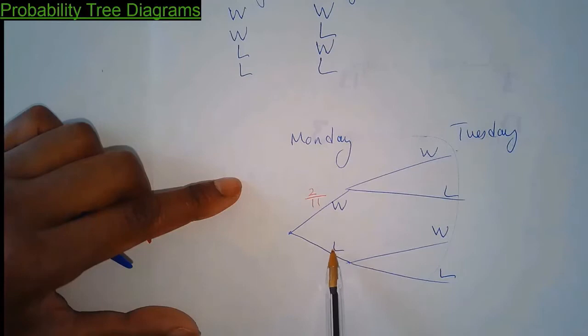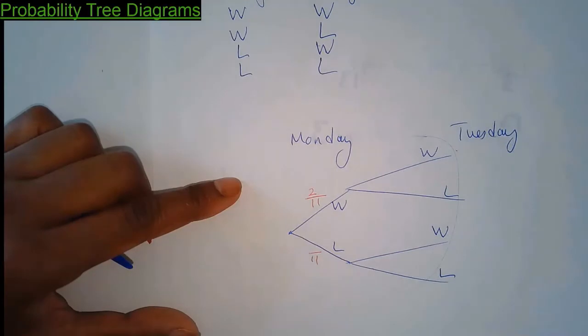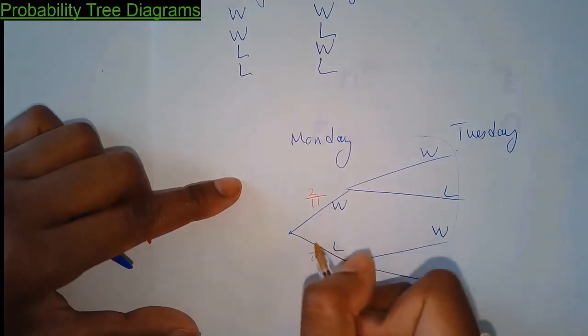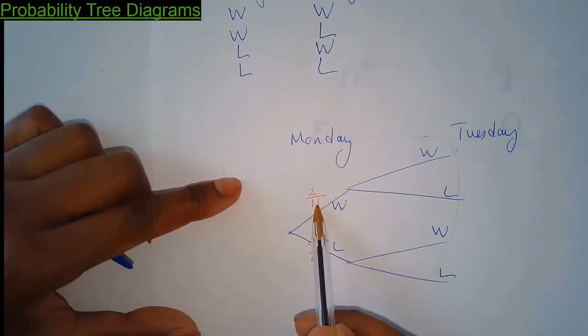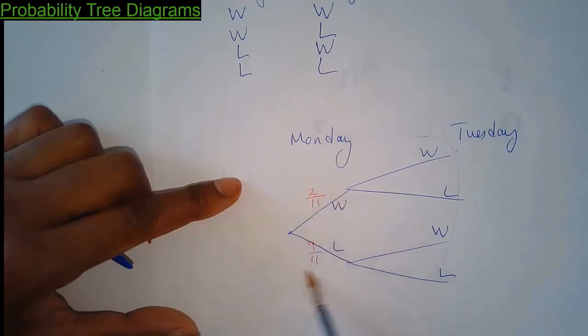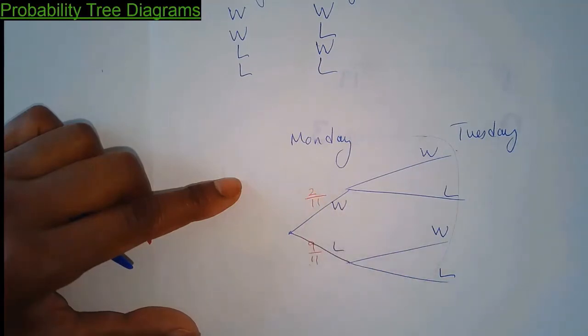But for a loss, it has to be what? It's going to be something out of 11. It's going to be 9. Why? Because 9 add 2 makes 11. In other words, 2 11ths add 9 11ths make 1 whole. We're talking about fractions here. 2 11ths plus 9 11ths make 1 whole, and each branch has to add up to 1 whole.